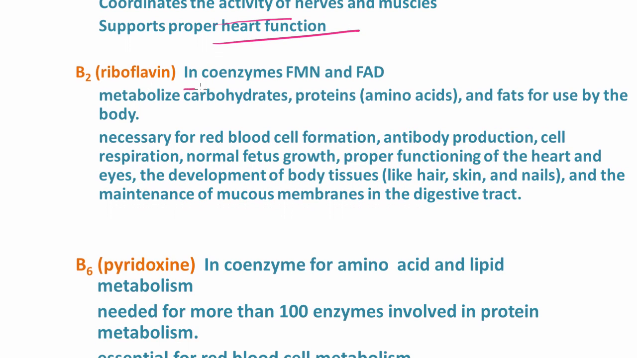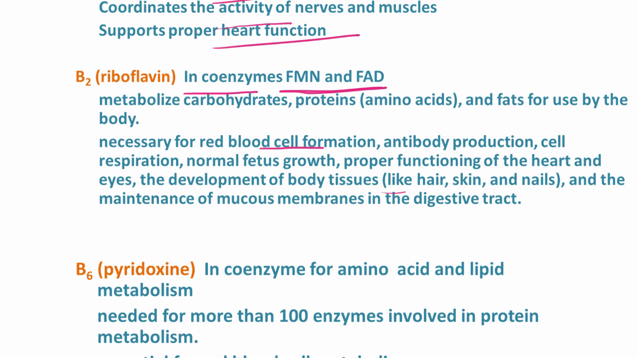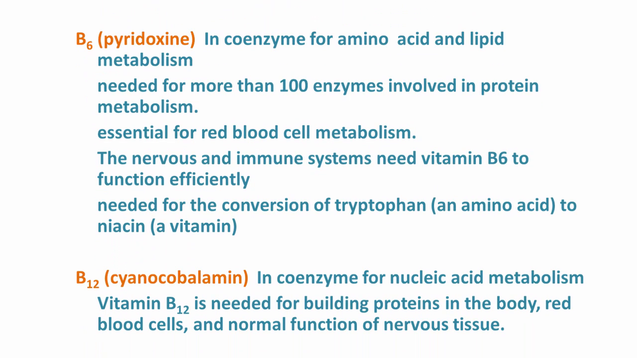Riboflavin, that's B2. This is also a part of coenzymes, FMN and FAD, which we'll be talking about much later. And this is important in carbohydrate metabolism, protein metabolism, and fats. Necessary for red blood cell formation, antibody production, cell respiration, normal fetus growth, and so on. It's very important for proper functioning of the heart and also for the development of body tissues like our hair, skin, and nails, and also maintenance of mucous membranes in our digestive tract.